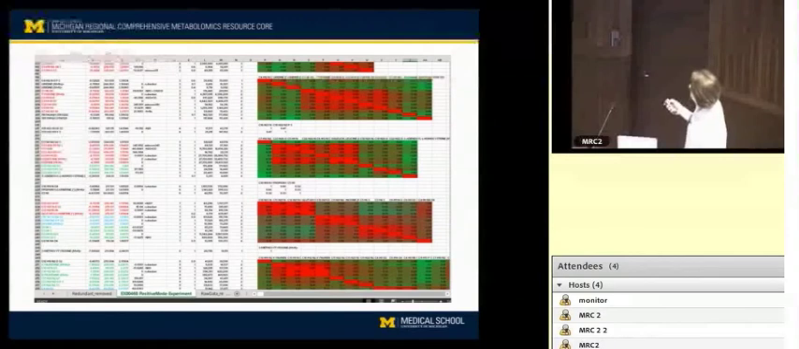Just to be very clear, the software is still in development, and we're working on it. We're going to publish it this summer.